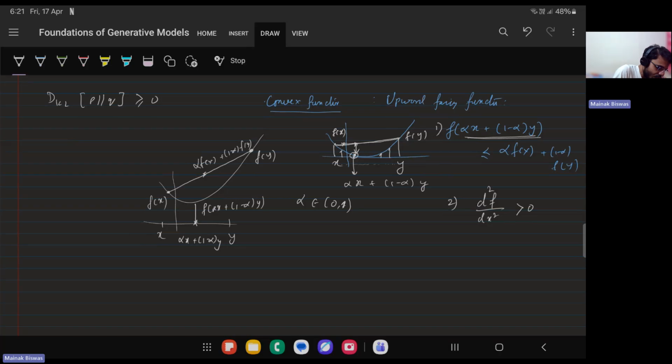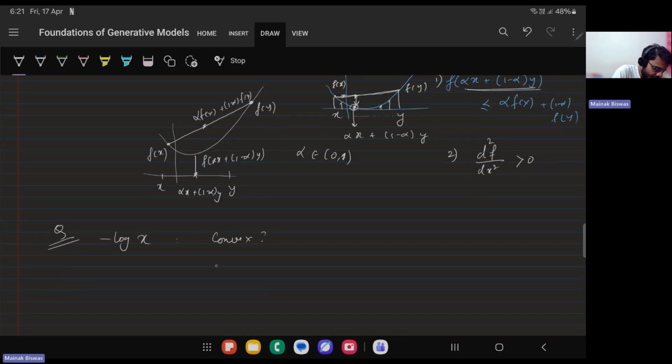So now let us look at the log function. Is minus log x a convex function? We'll be using it extensively. Is it convex? Question. Let us look at it.